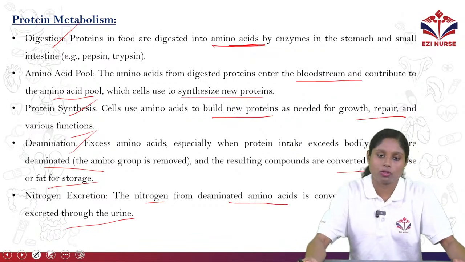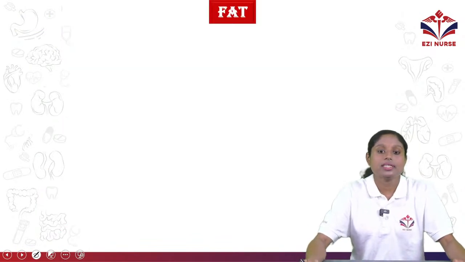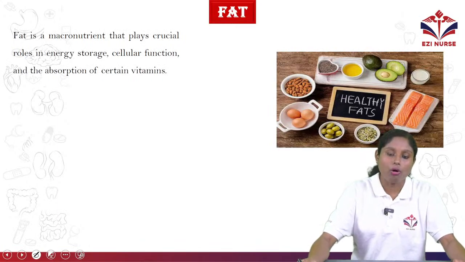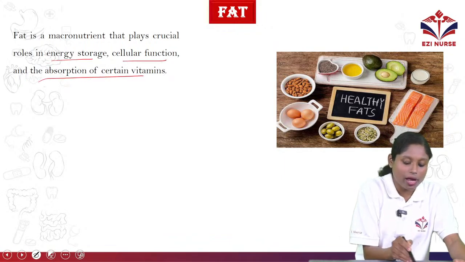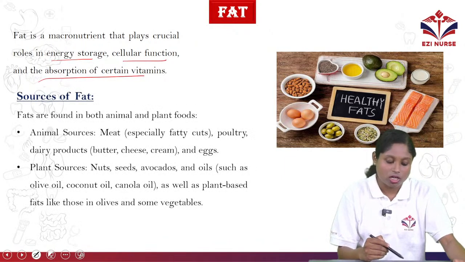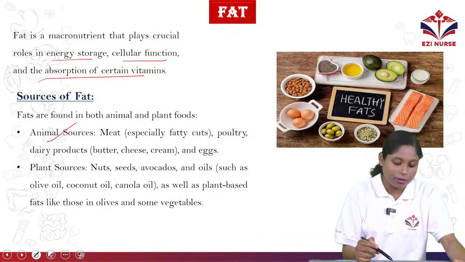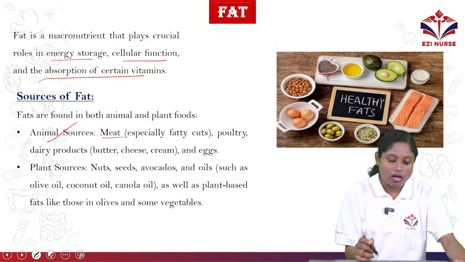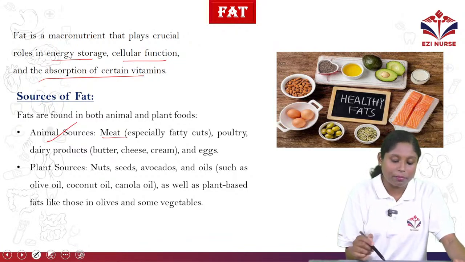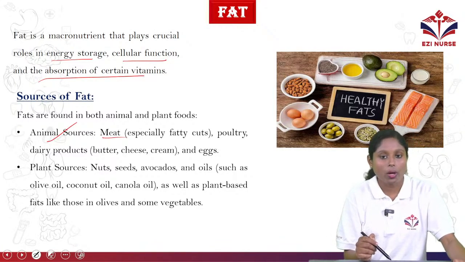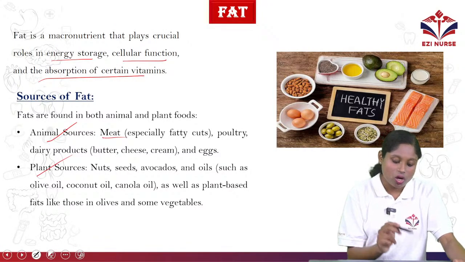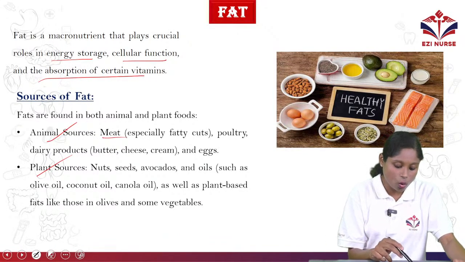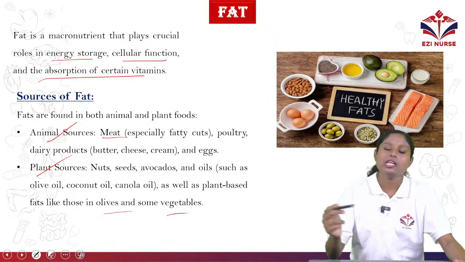So that is protein metabolism. Next one is fat. So what is fat? It is also a macronutrient that plays a crucial role in energy storage, cellular function and the absorption of certain vitamins. So what are the sources of fat? First is animal sources like meat, especially fatty cuts, poultry, dairy products like butter, cheese, cream and also eggs. Plant sources like nuts, seeds, avocados and oils such as olive oil, coconut oil, canola oil, as well as plant-based fats like those in olives and some vegetables. So these are the sources of fat.